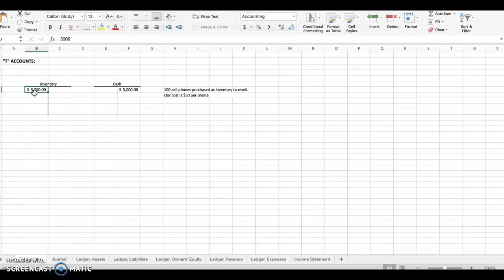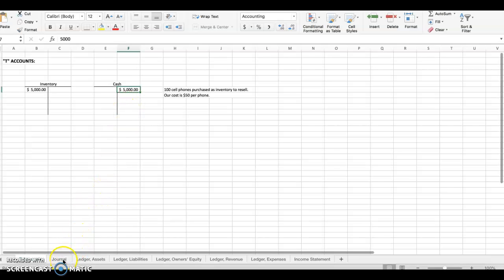So this simple transaction means that inventory goes up. That's an asset account. It's debited by 5,000. Cash is also an asset account, and it is decreased, so it would be credited by 5,000. Very simple. So we'll take this now a step further and look at how this and the other transactions talked about in yesterday's video will look in the actual books of the business. So let's look at the journal.